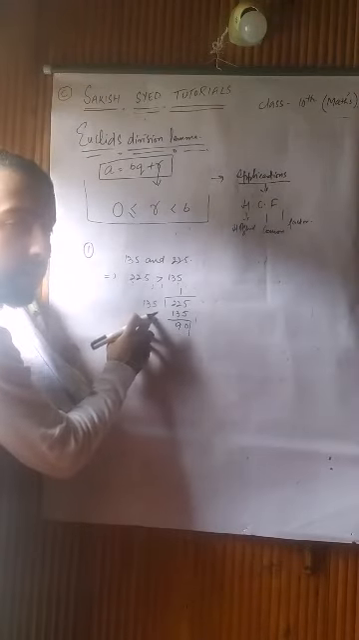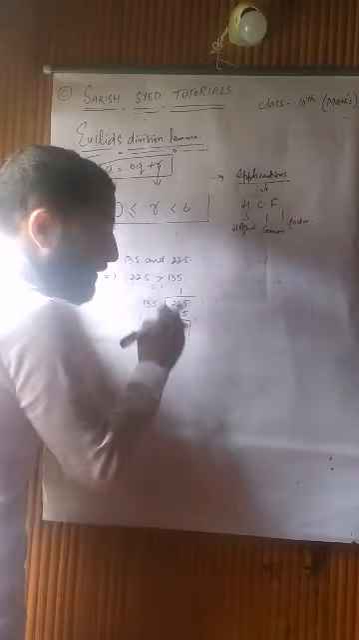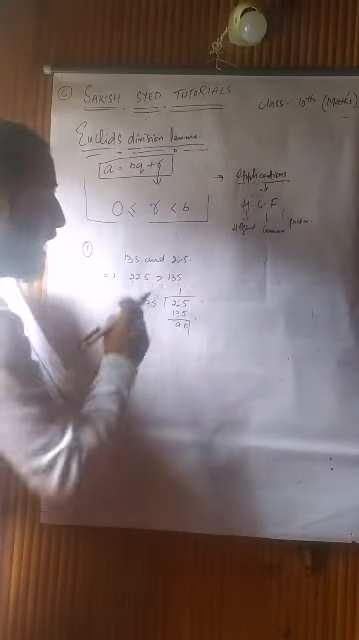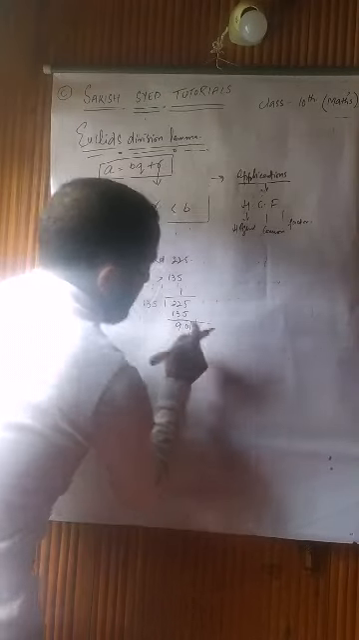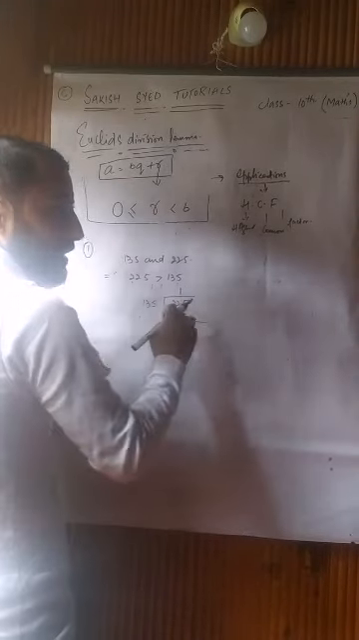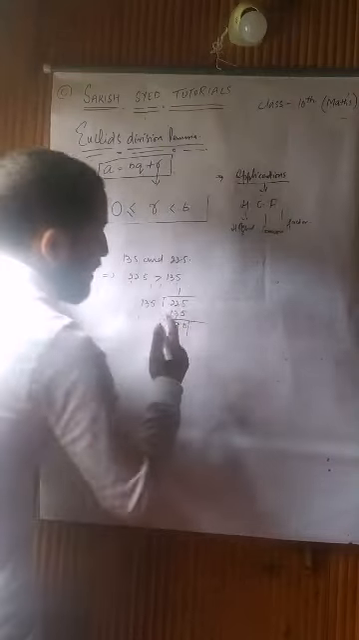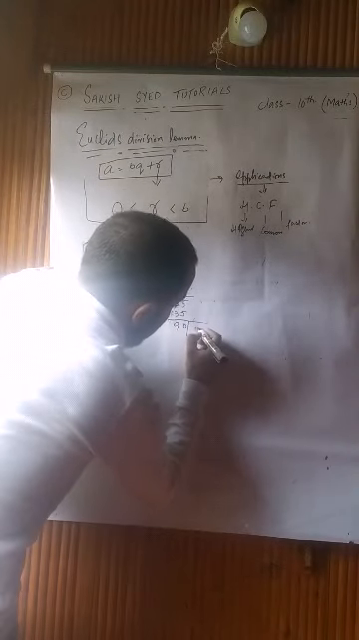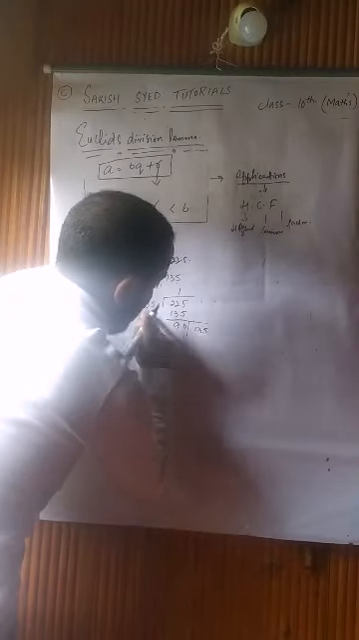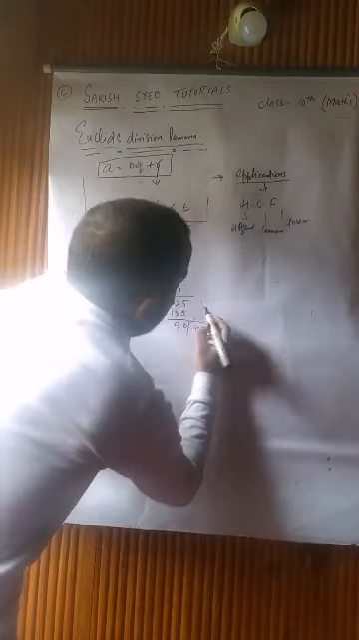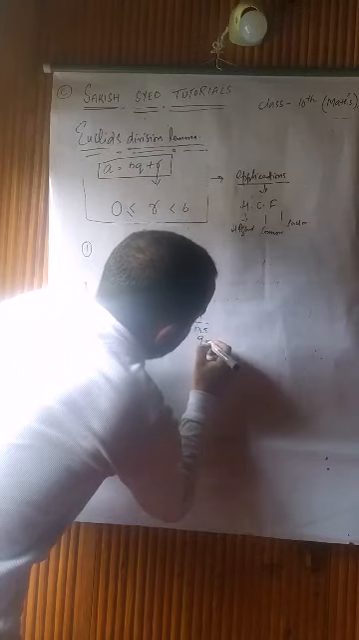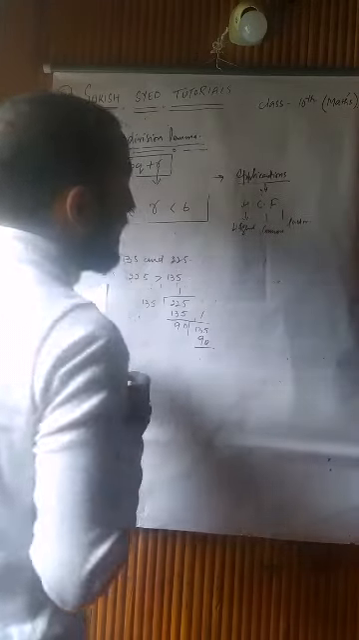Now this 135, which was the divisor at the first step, will become the dividend at the second step, and this 90, which was the remainder at the first step, will become the divisor. So now I will divide 135 by this remainder 90. 90 into 1 is 90.